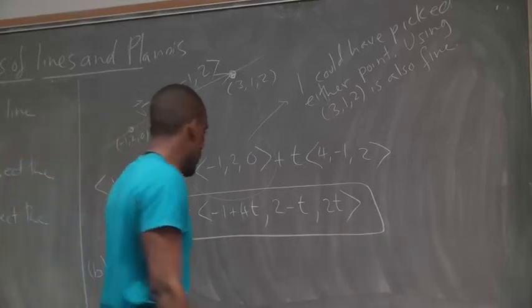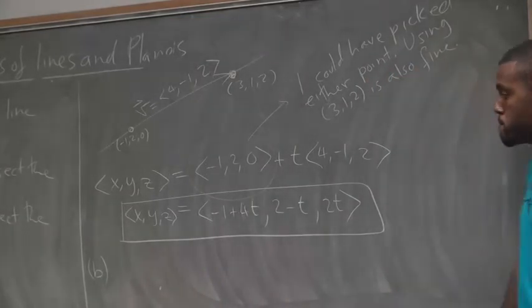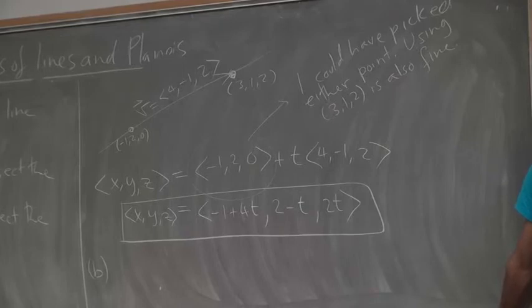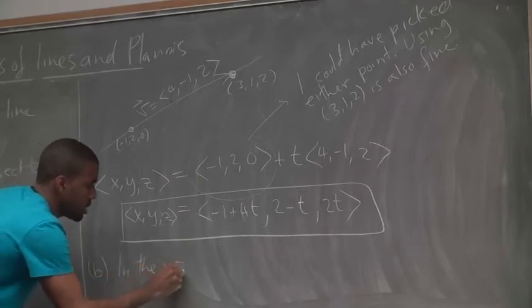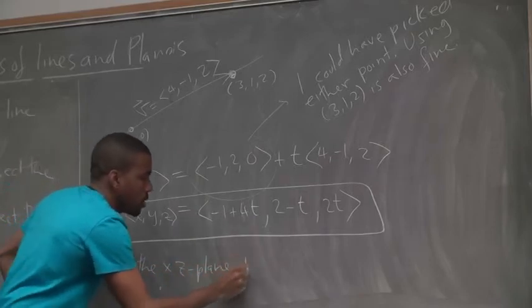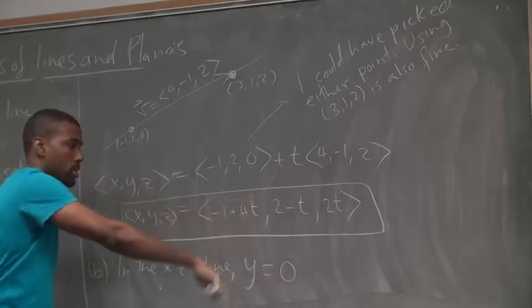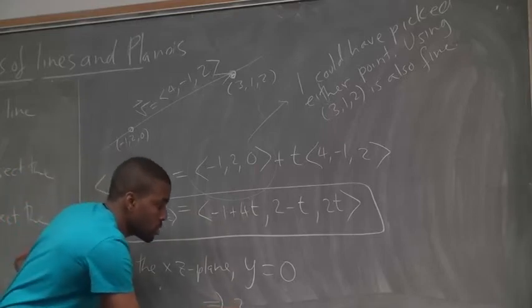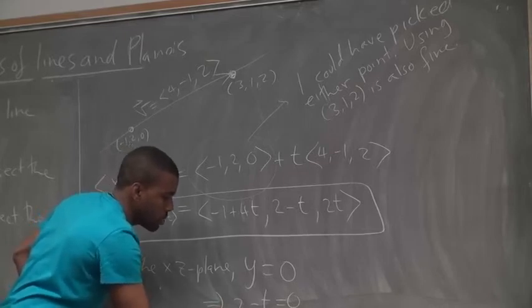Where does that line intersect the xz plane? When y equals 0. Right. In the xz plane, y equals 0. But I know what my y component is here. 2 minus t equals 0, which means t equals 2.